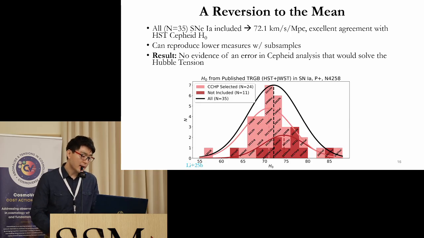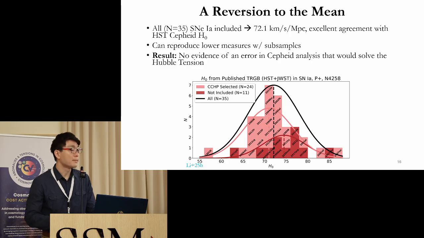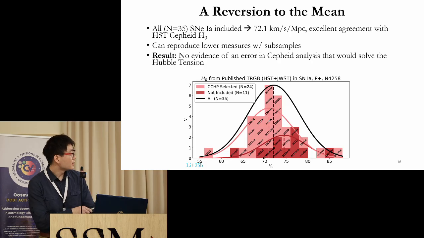So for instance, if we had selected the subsample of type 1a supernovae used by the CCHB team, that's shown here in the pink, we do actually get a lower H0, lower than the mean of when we use the entire sample, and that's perfectly expected. We do have a lower sample size in that case, and that tends to shift the mean value of H0 by a little bit.